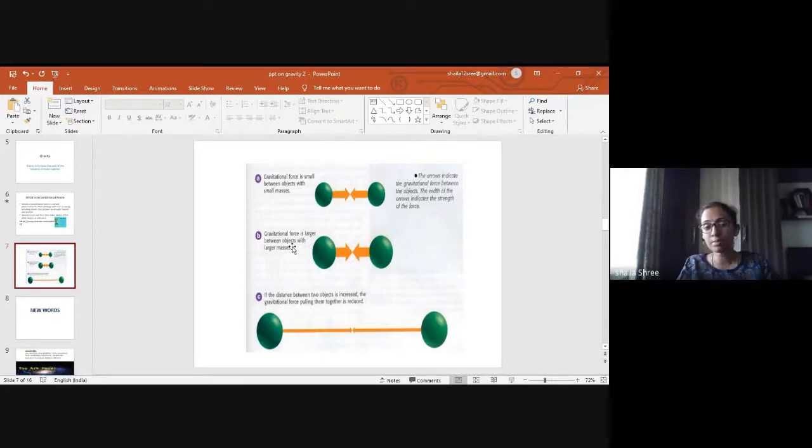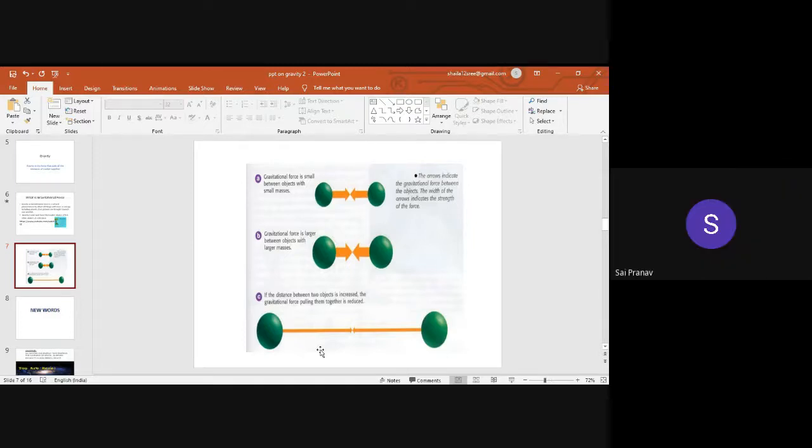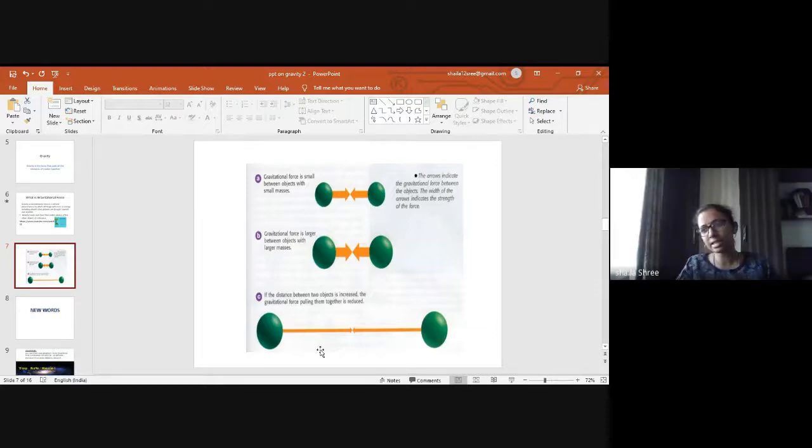Gravitational force is larger between objects of larger masses. Here there are two objects which are larger, so the gravitational force here is more. Understood? Understood or not? Yeah. Now there is one more thing. Kate, tell me what happens when the distance between two objects increases. Will gravitational force increase or decrease? Increase, of course. Okay, so distance is increasing, so there will be more gravitational force.